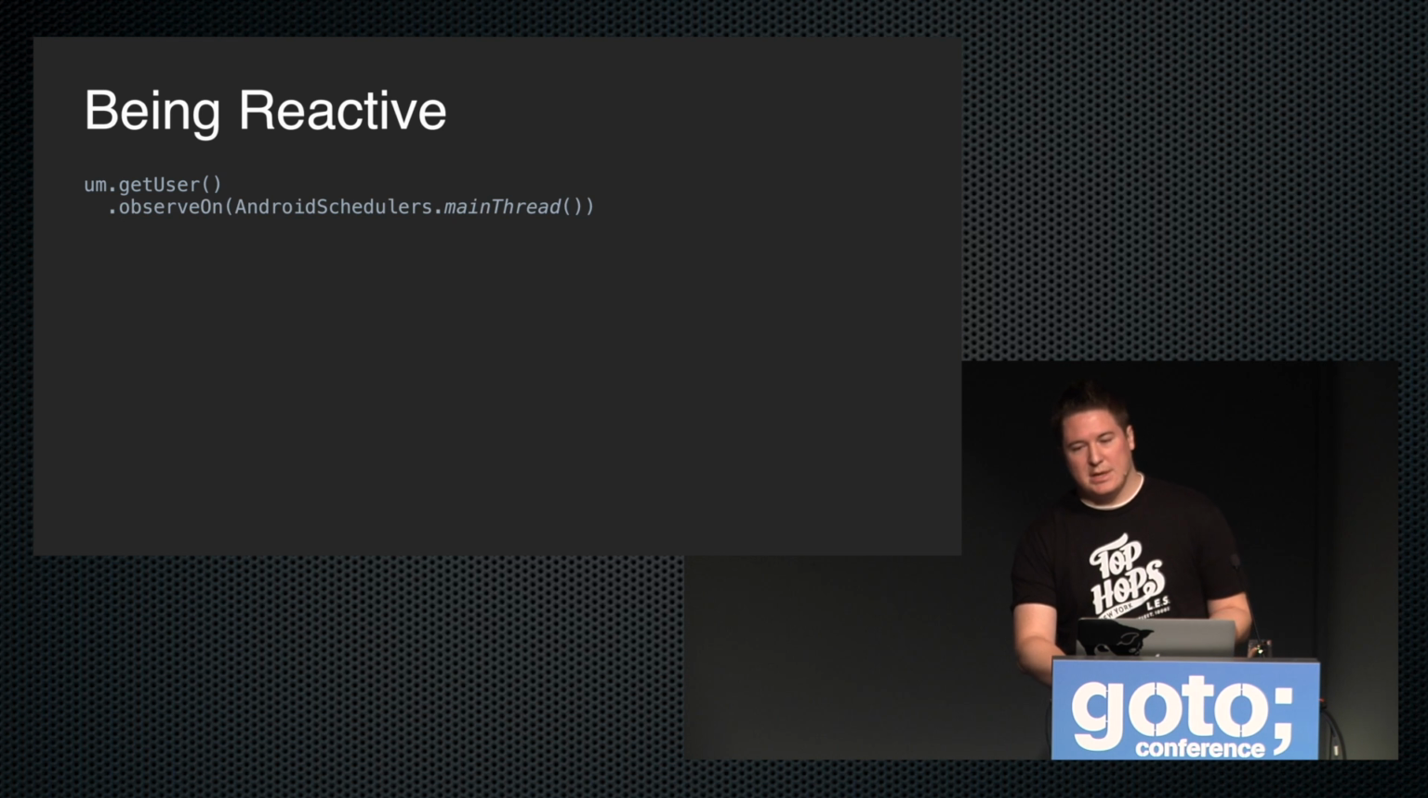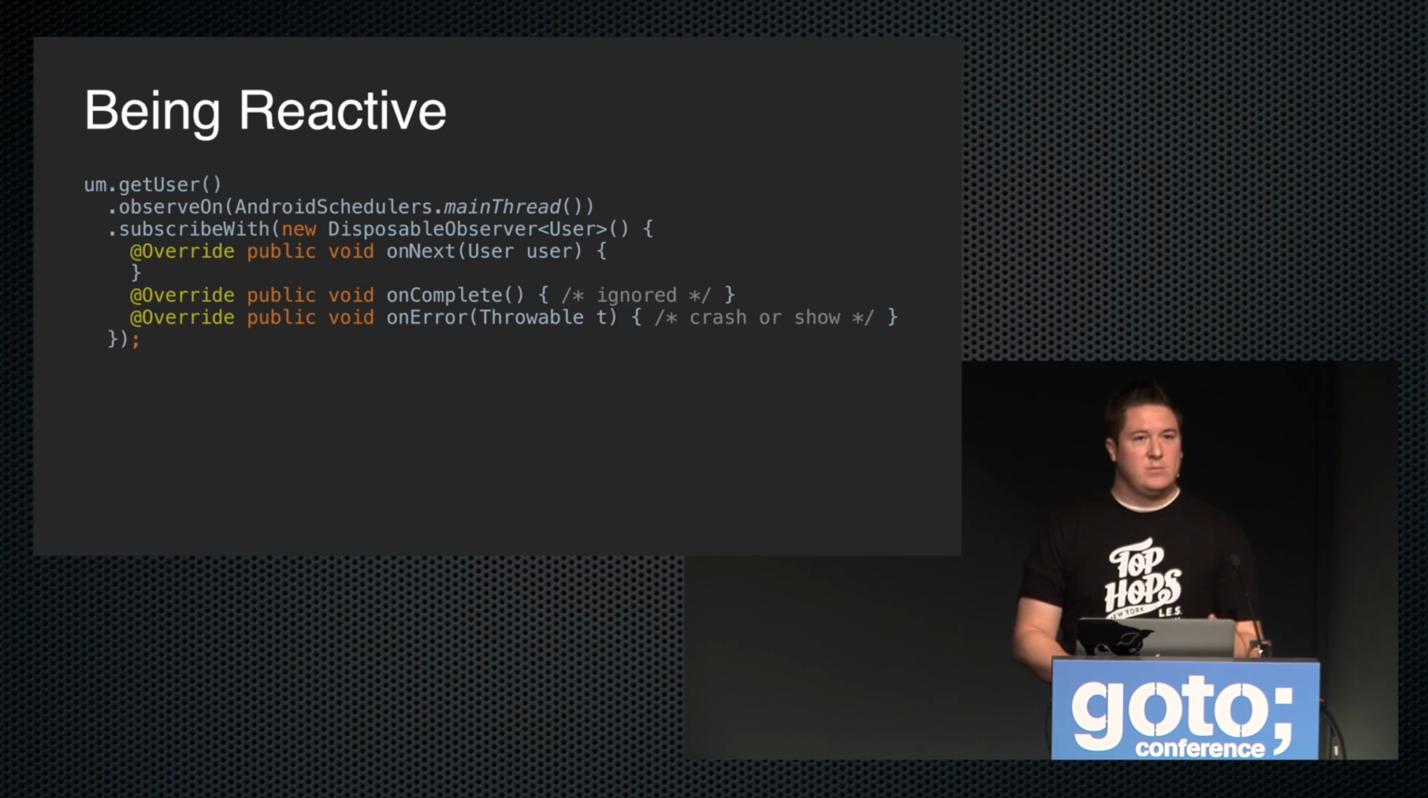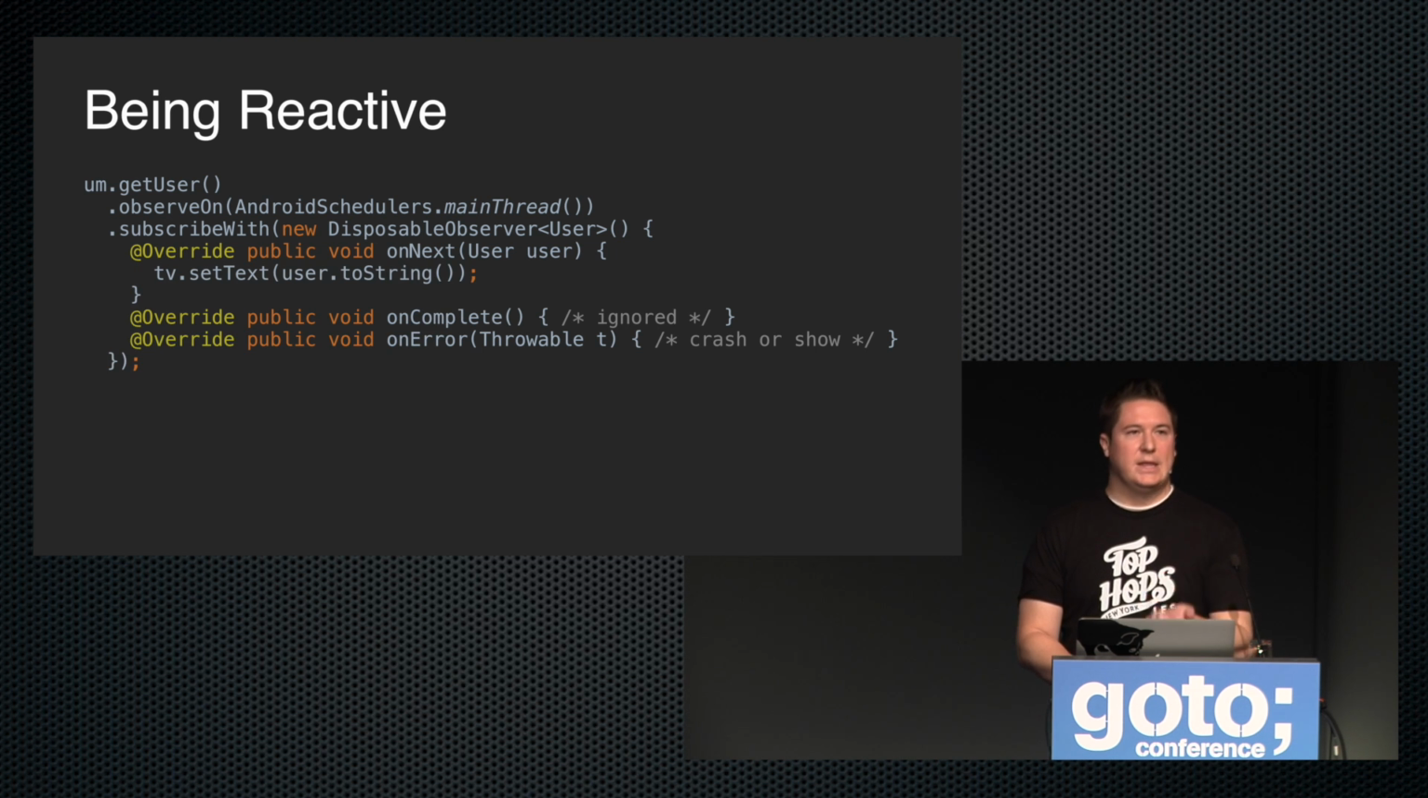Okay, back to our original example. If we want to be reactive with it, we can subscribe to our user, say I want notifications on the main thread, and then I want to shove that into the UI, display that user. And anytime the user changes, this code is automatically going to run. You will automatically see updates. And we no longer have to worry about managing this ourselves.